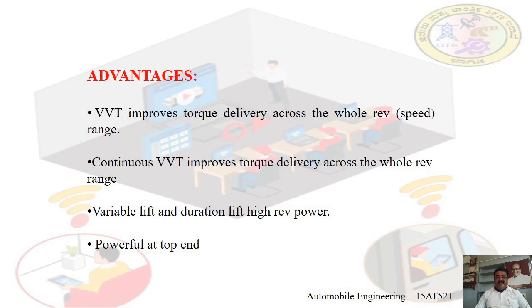The continuous VVT improves torque delivery across the whole revolution range. The variable lift and duration: high lift gives the revolution power, the powerful top end. So this is the ultimate advantage. This VVT technology gives the ultimate top end power.